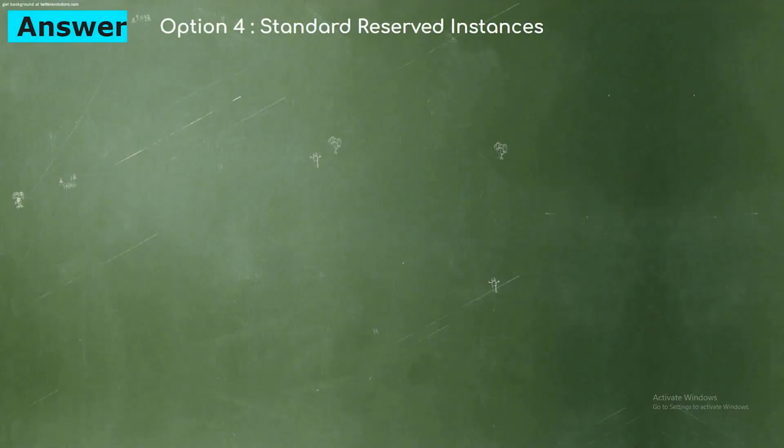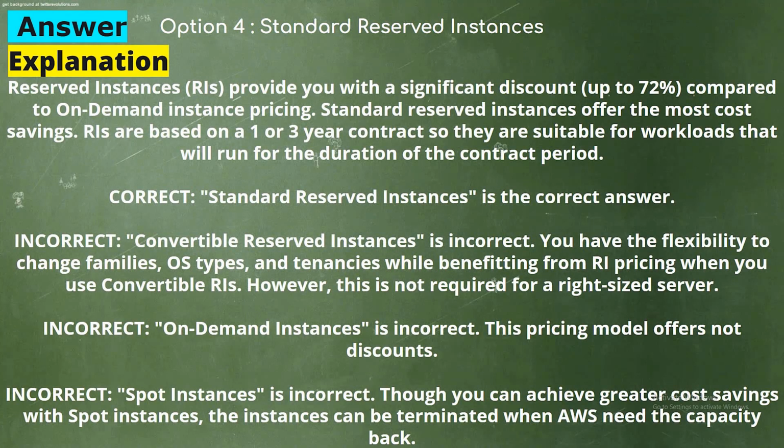Standard reserved instances. Explanation. Reserved instances, RIs, provide you with a significant discount, up to 72%, compared to on-demand instance pricing. Standard reserved instances offer the most cost savings. RIs are based on a 1 or 3 year contract, so they are suitable for workloads that will run for the duration of the contract period. Correct, standard reserved instances is the correct answer.